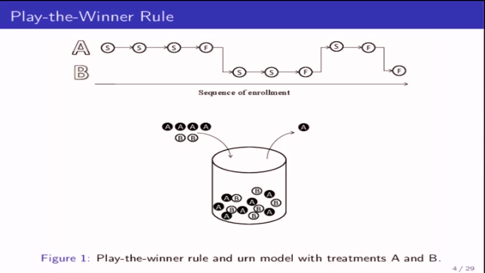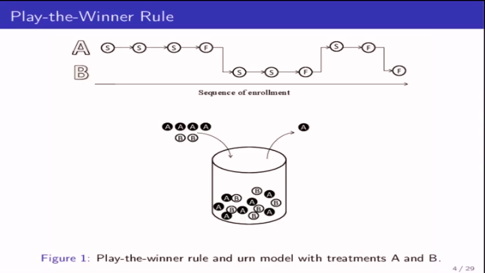Basically, suppose you have treatment A and treatment B. If you treat a patient using treatment A, and if you observe success, then you continue using this treatment for the next patient. And until you observe a failure, then you would switch to the other treatment. Then you continue in this way until you observe another failure, then you would switch. So the play the winner rule actually has a definitive switching if you observe failure.